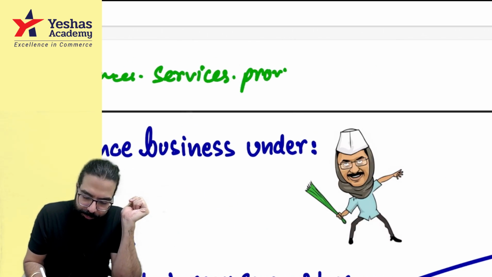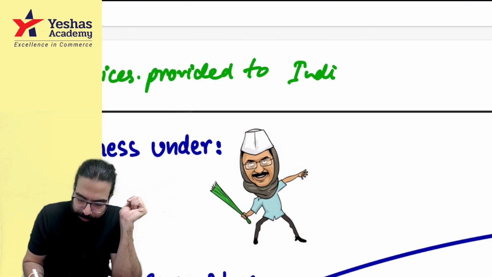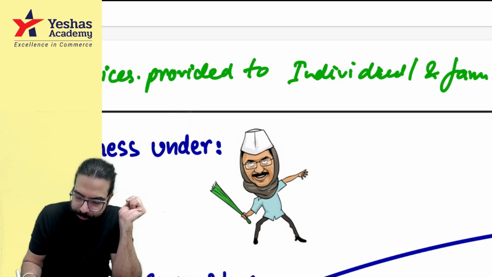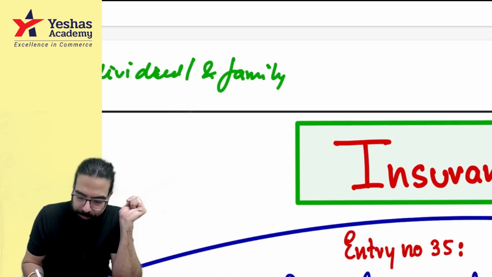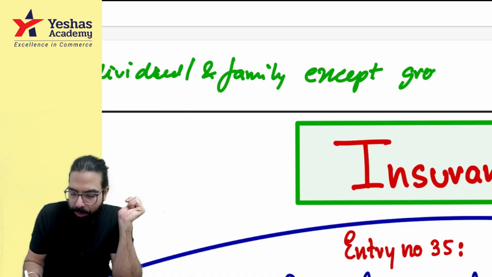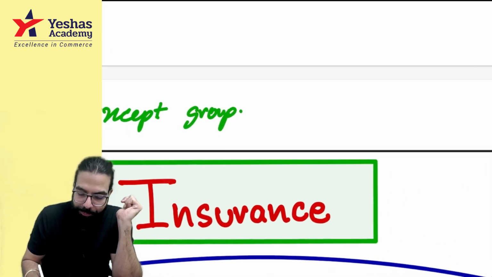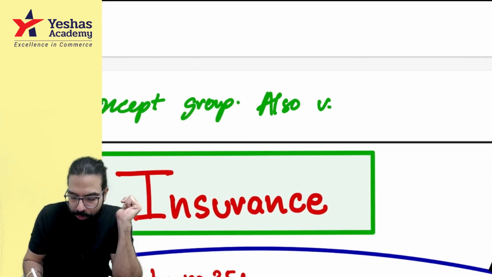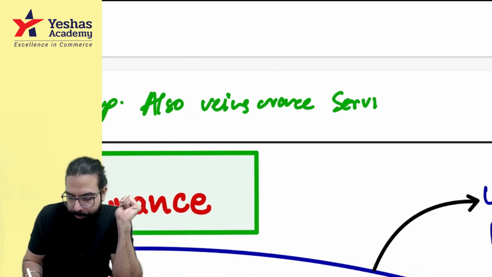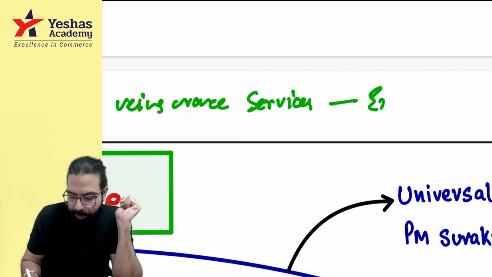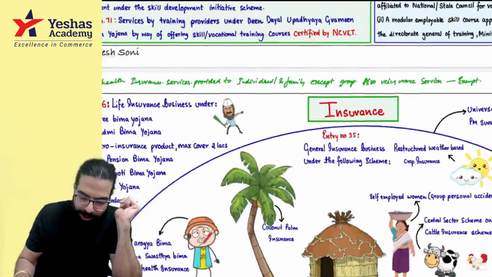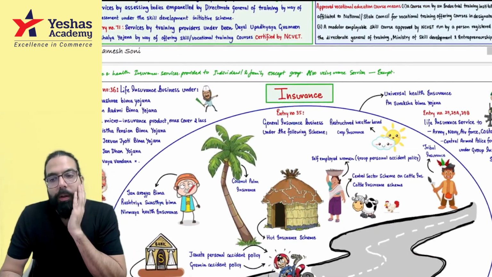provided to individual and family, except group. In the case of a group, it is taxable. Also, reinsurance services are exempt. That's all, everyone. This is the only new point which has come. Please write it down.